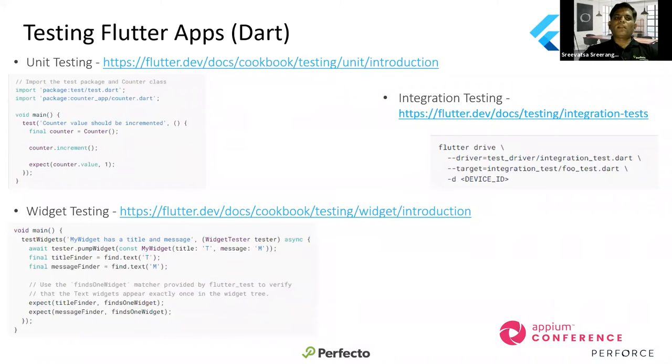So now we will slowly transit into the testing phase. The coming slides will talk about how we, as QA, will do testing and how Appium will be shaped further, and the current solutions in the market which support the existing tests of Flutter. So, three kinds of tests.